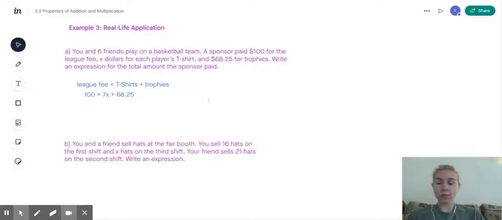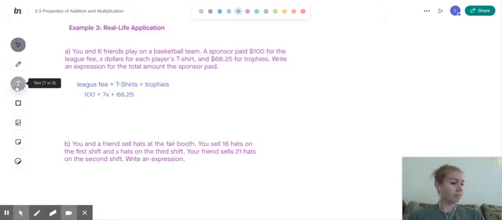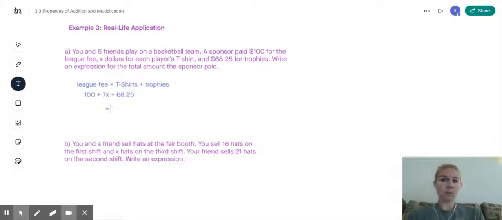Okay, cool. So here's our expression, but remember, we always want to get the numbers next to each other. So we need to move some things around. So 100 plus 68.25 plus 7x. Well, if we moved the order of our variables, that means we're using the commutative property, and we're adding in this expression. So commutative property of addition.